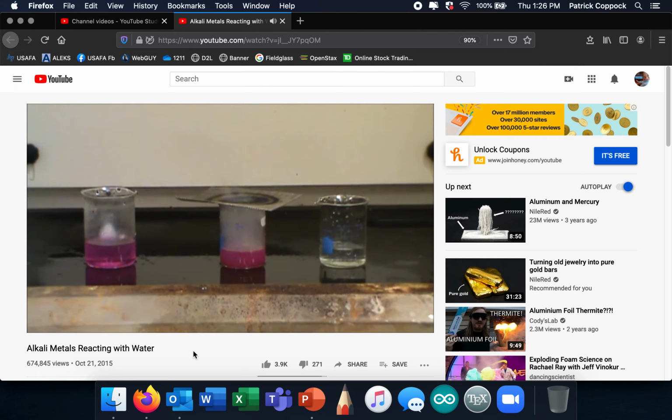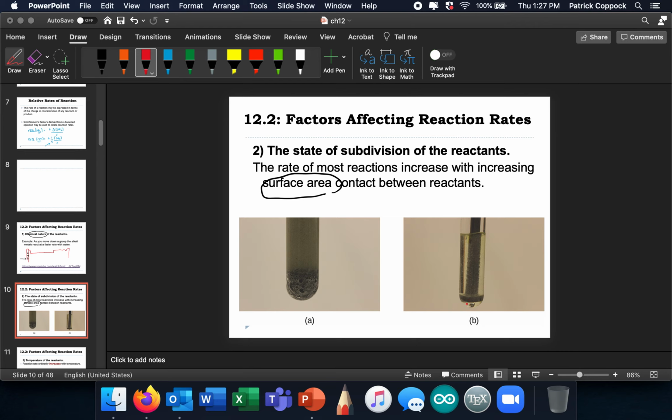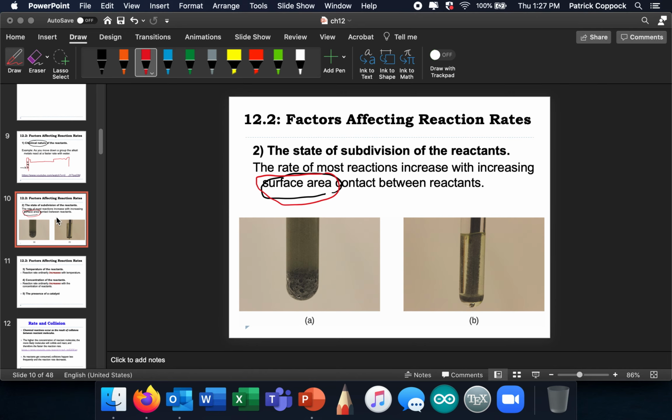Over here, we do not have as much interaction. You see it's not mixed in as well. There are some fine bubbles in there, but you're not getting as many. The reaction's not as fast because we don't have as much interaction. That is, the surface area is lower between the 2 reactants in this reaction. So the state of subdivision of the reactants is a second factor that affects reaction rate.